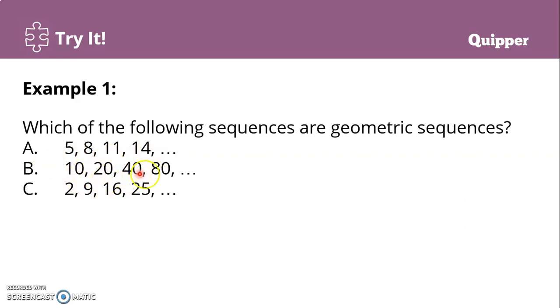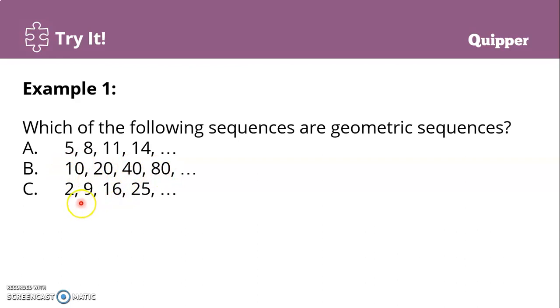Letter B: 10, 20, 40, 80. Let's see. 20 divided by 10, that's 2. 40 divided by 20, that's 2. 80 divided by 40, that's also 2. So therefore, there is a common ratio. And so therefore, this sequence is a geometric sequence.